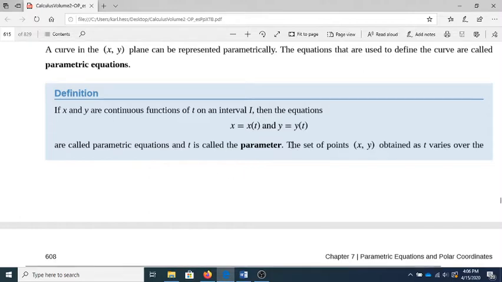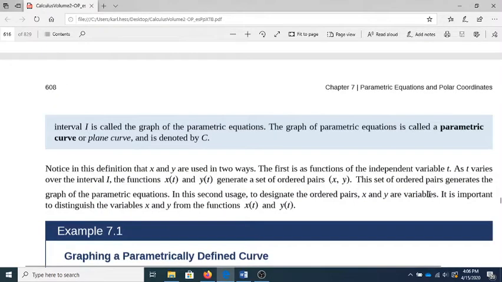Now, this definition continues on. It says the points x, y that are obtained as t varies over the interval I are called the graph of the parametric equations. It's basically the same thing as the graph you would get if you combine those parametric equations into one standard equation with just x and y. You're still getting the same ordered pairs, you're just generating them a slightly different way. The graph of the parametric equation is called a parametric curve. A lot of times a C is used for that. You'll certainly see that a lot if you move on to Calc 3, that notation of capital C for a curve.